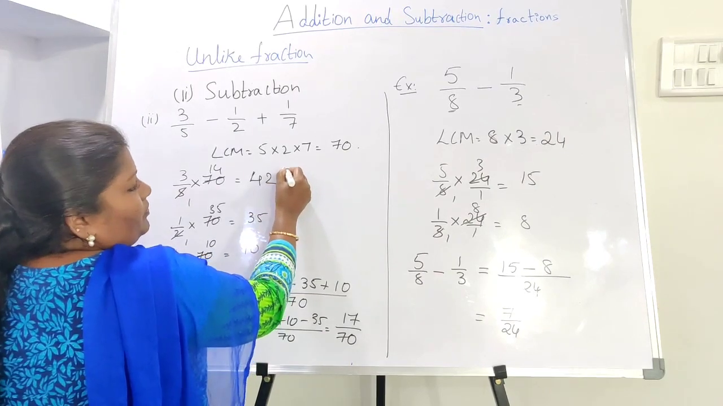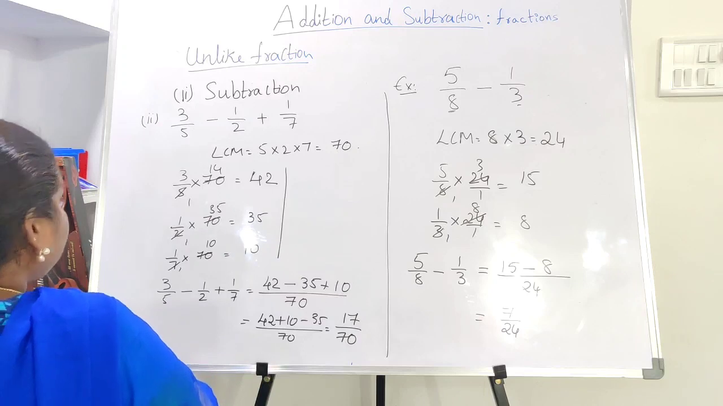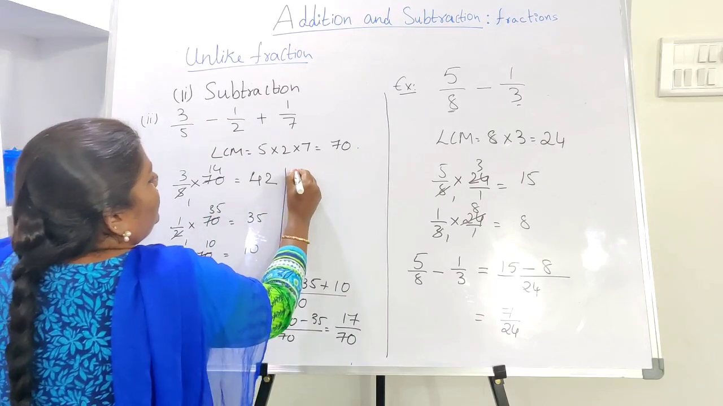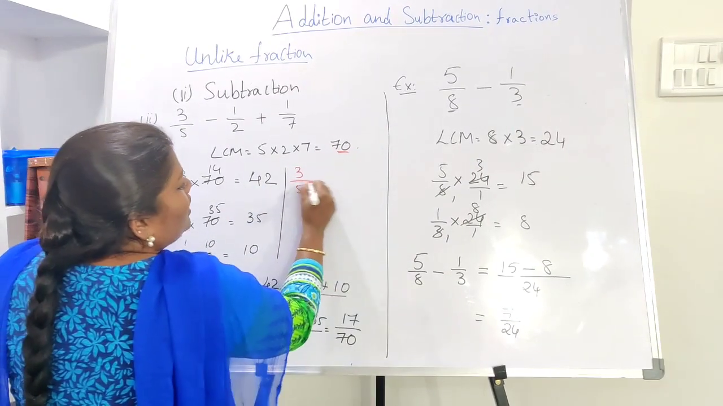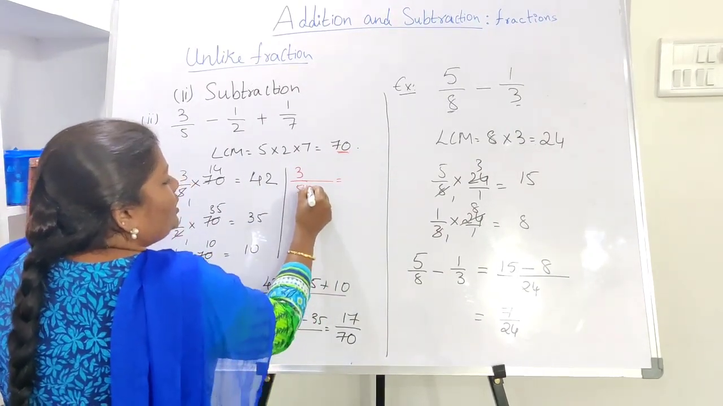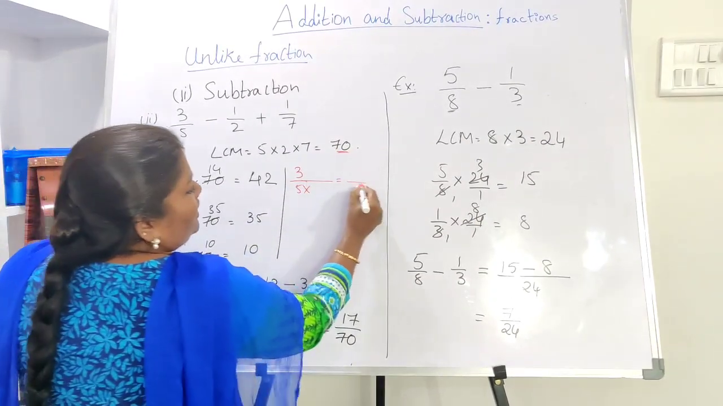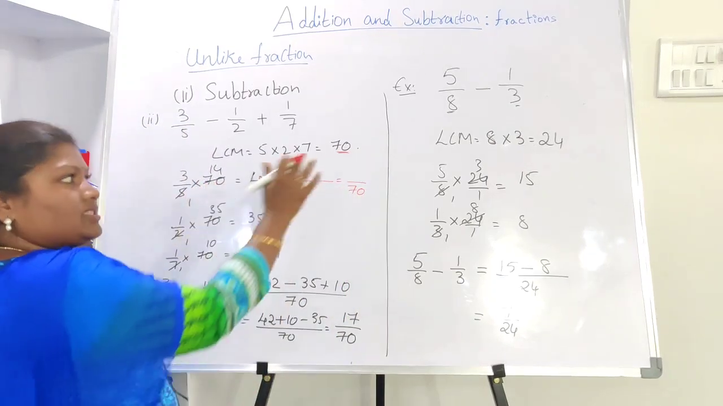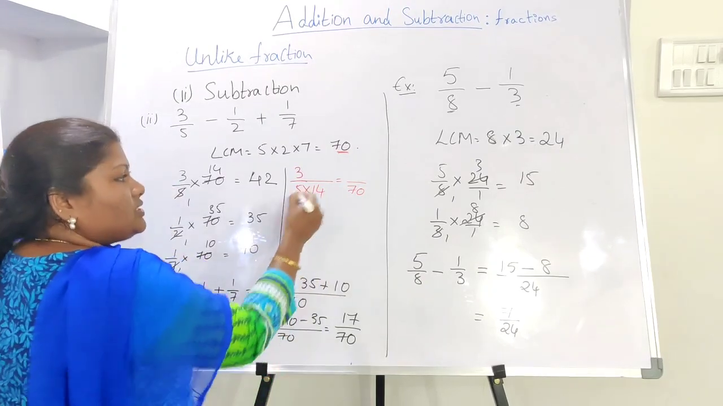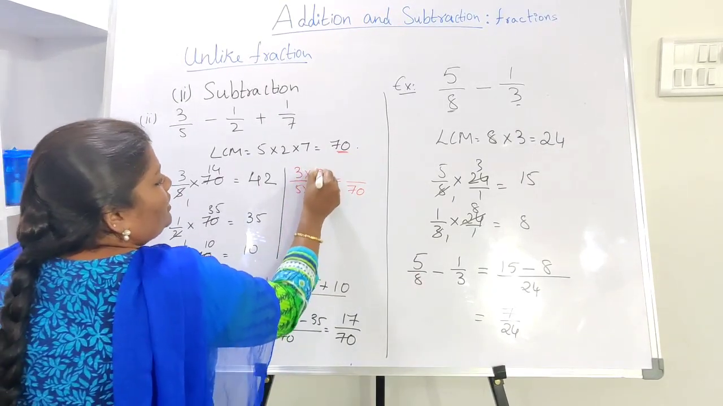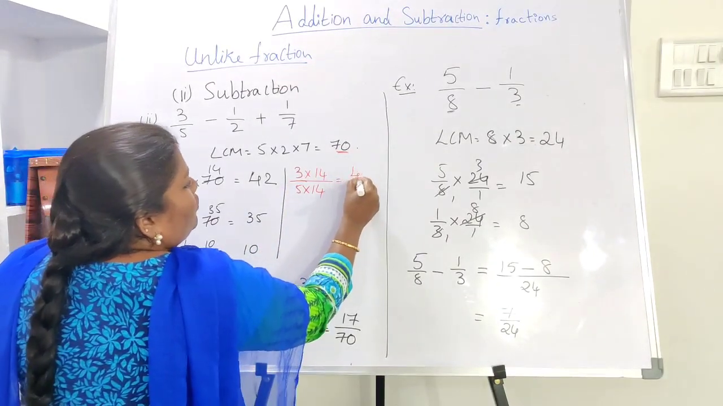Now here what you have to do is, now 3 by 5, you know that the LCM is 70. Now just think, 5 into how much gives you 70. So the denominator should be 70. So what is that number? That is nothing but 14. So the same 14 should be multiplied in the numerator also. Then you are going to get 42.